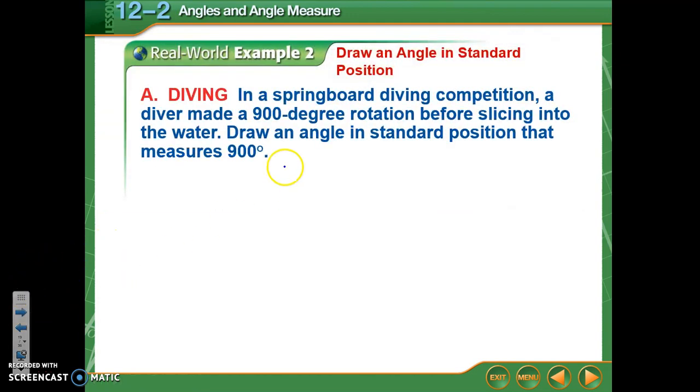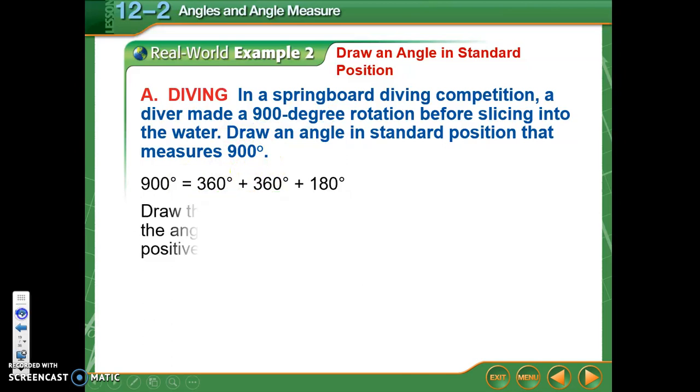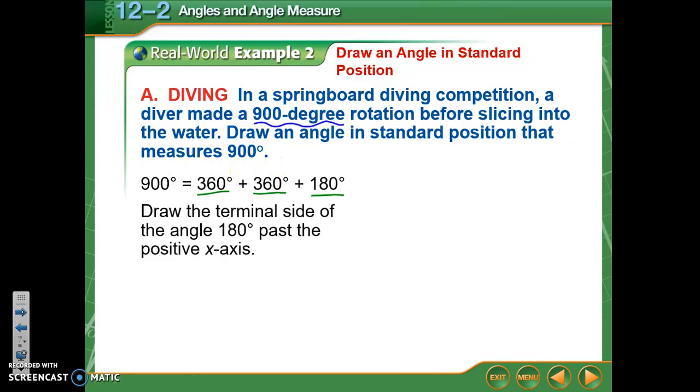So here we have an application of that. In a springboard diving competition, a diver made a 900 degree rotation before slicing into the water. So we're going to draw an angle in standard position that measures 900 degrees. So we have to figure out how many times we have to go all the way around. So I'm going to have to go all the way around twice, and then an extra 180 degrees. So it usually helps to break these angles up into sections of 360 or 180 to figure out how many rotations you need to draw for your angle.